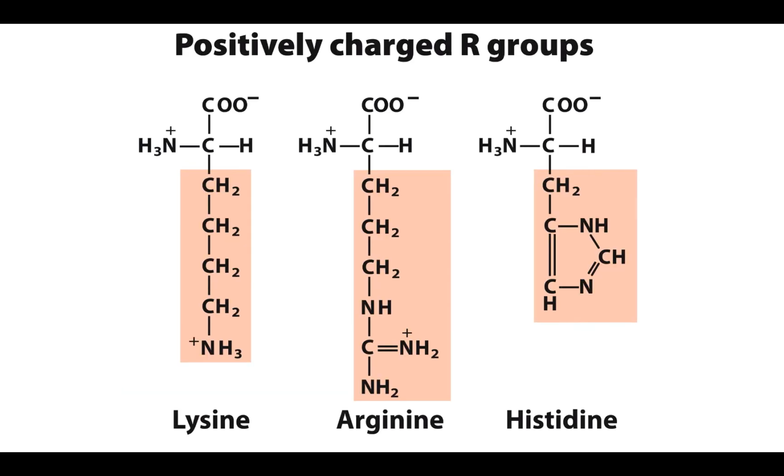Now we get into our positively charged R groups. These are amino acids that under physiological pH, so around 7.2 or so, exist in this protonated state, and histidine is right on that edge. Histidine, the pKa of this R group here is 6. So it really depends upon what the actual pH of a solution is, but it can be protonated and carry a positive charge.